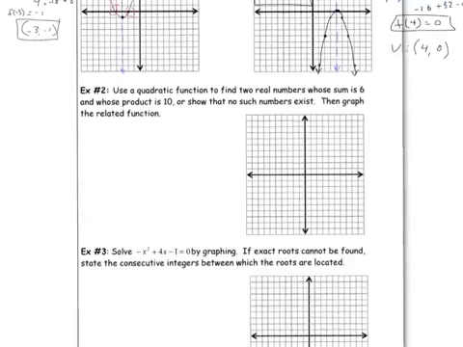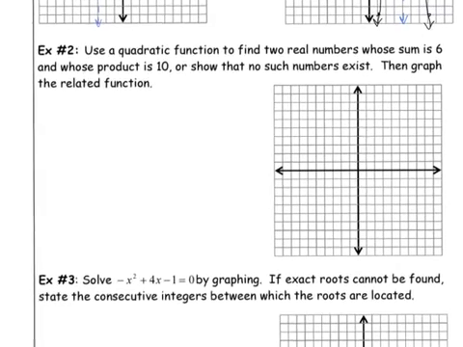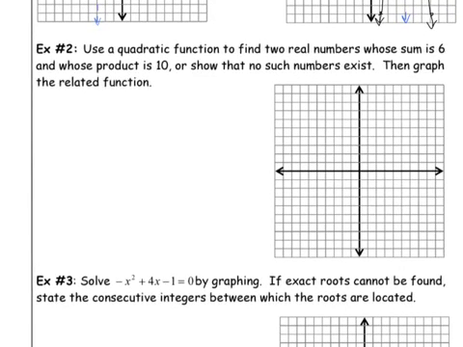So let's do a third one and see what happens here. It says use a quadratic function to find two real numbers whose sum is 6 and whose product is 10, or show that no such numbers exist, then graph the related function.